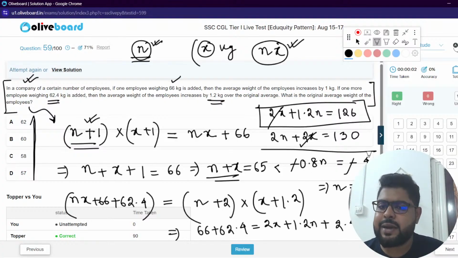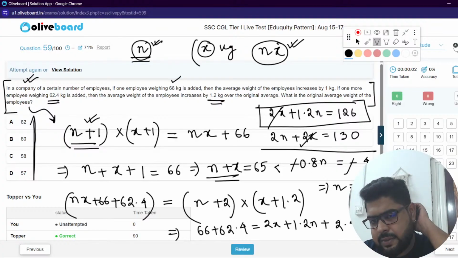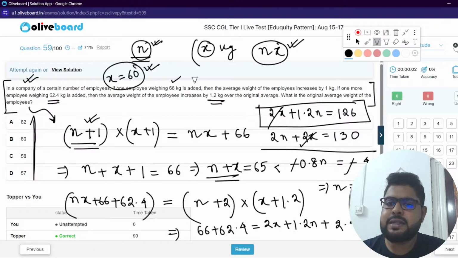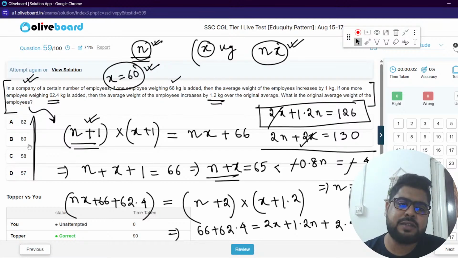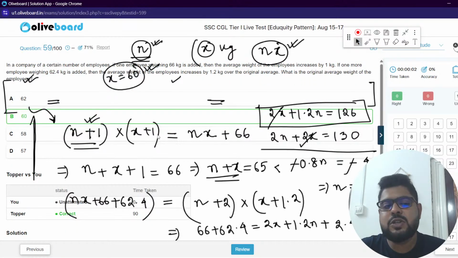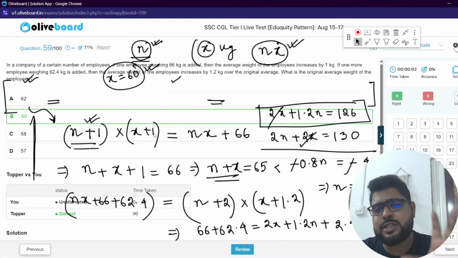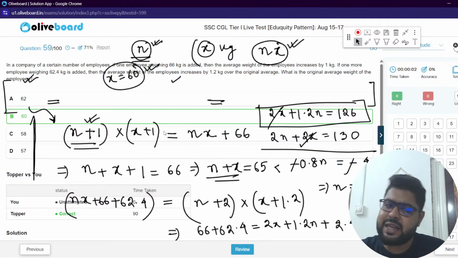So 4 by 0.8, that is 5, sir. N is 5, and from this equation, x will be 60. X is 60. Original average, x is 60, sir. So the answer for this question will be B, 60. This process becomes a little lengthy, but again, this is the safest way to go.